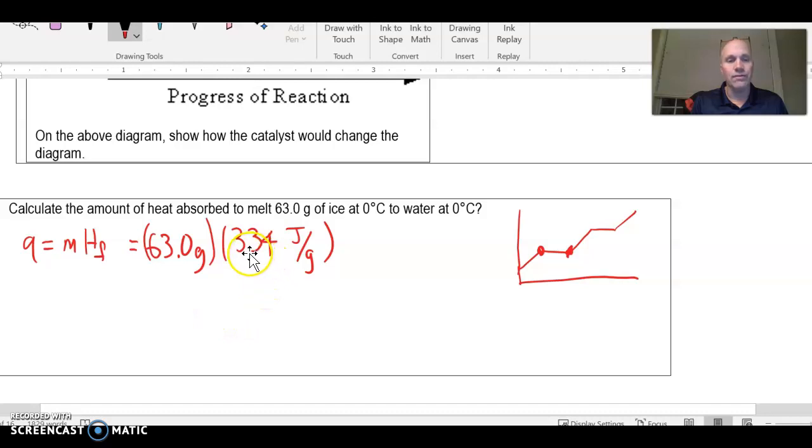334 is the heat of fusion, and m is the mass. Note that this same equation would be the exact same equation if you were going from water at 0 degrees Celsius to ice at 0 degrees Celsius. The only difference is that it's the amount of heat that would have to be released in order for water to freeze. So these would just be opposite processes of each other.